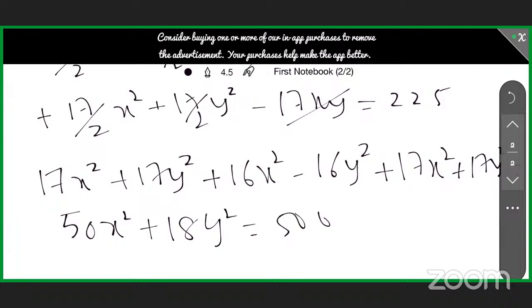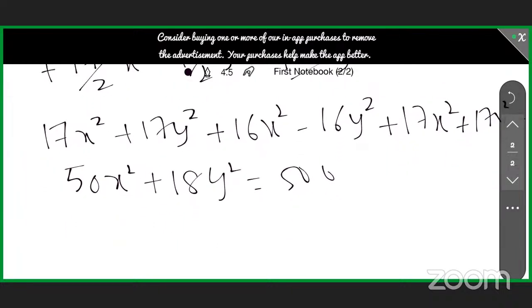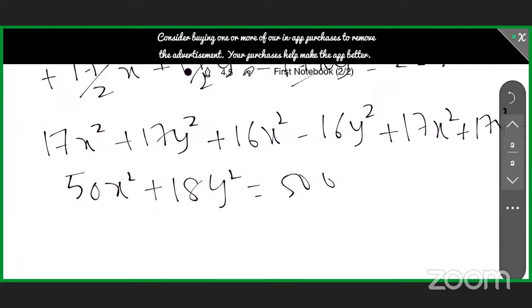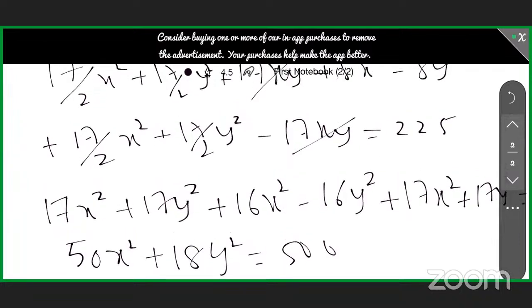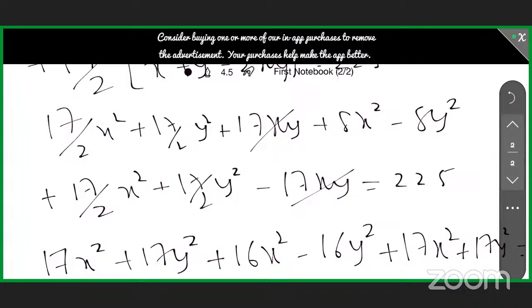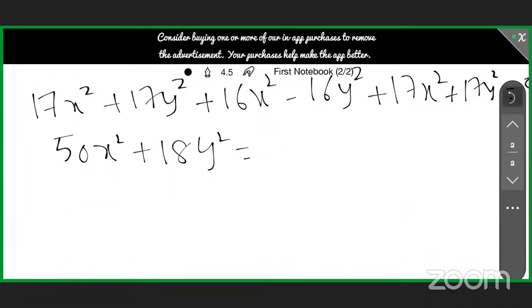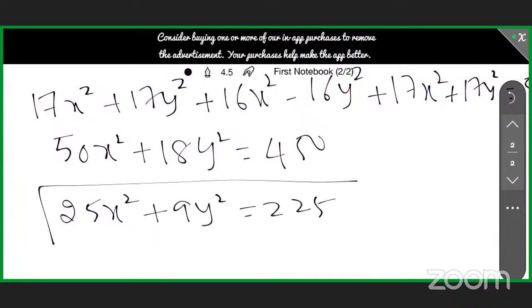So what can we take common? Sir, how is it 500? It will be 450. Okay, 450, sorry. It is 450. So 50x square plus 18y square is equal to 450. Can we take any common here? Yes sir, we can take 2 common. So 25x square plus 9y square is equal to 225. So this is my simplified equation.